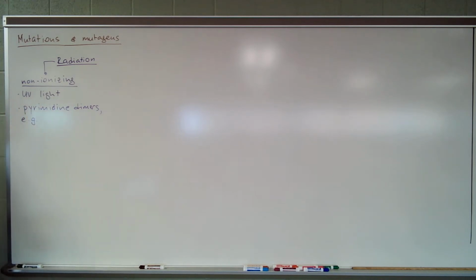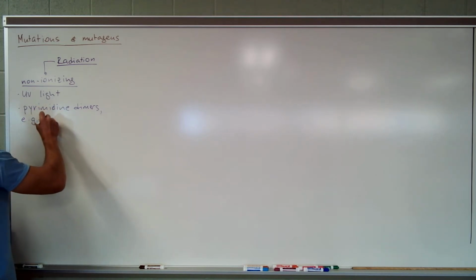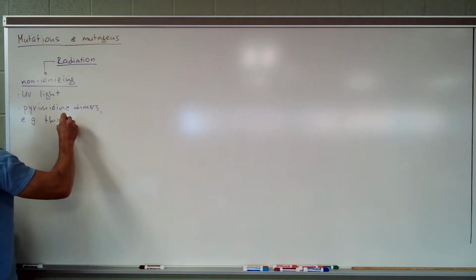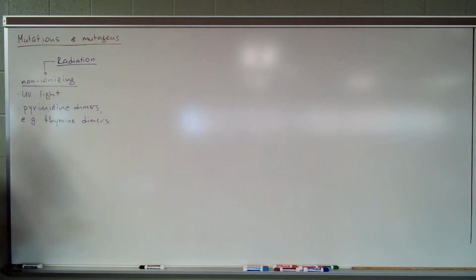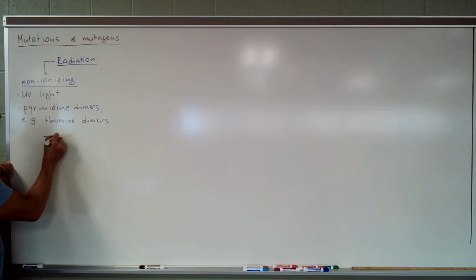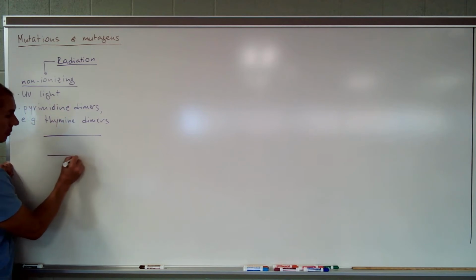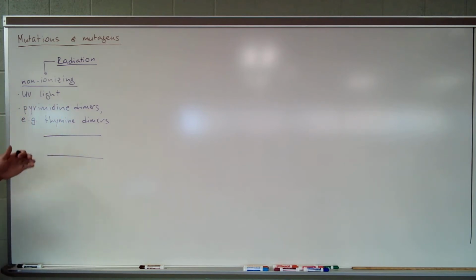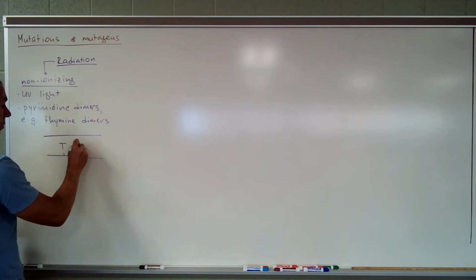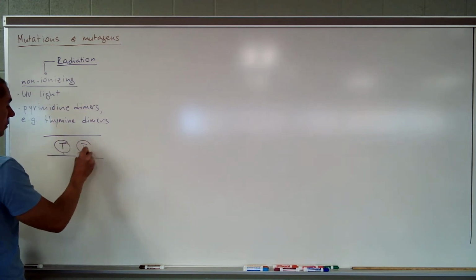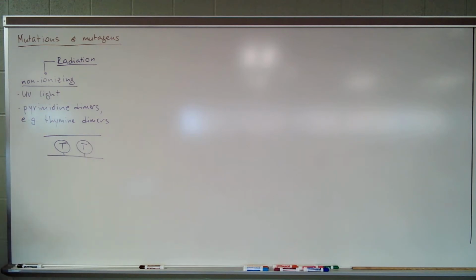Often it is exemplified, and even replaces the whole idea of pyrimidine dimers, by thymine dimers. So thymine is one of two pyrimidine nucleotides that are found in the DNA, and this is how it looks. Look, you have two DNA strands, right? Antiparallel as usual, and you have two thymine nucleotides next to each other.